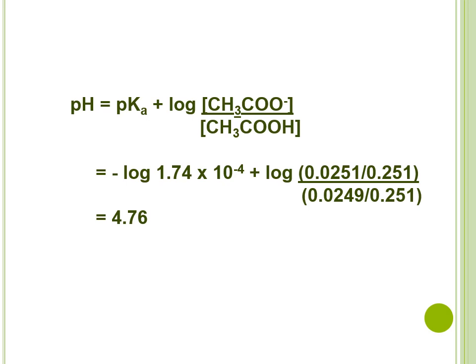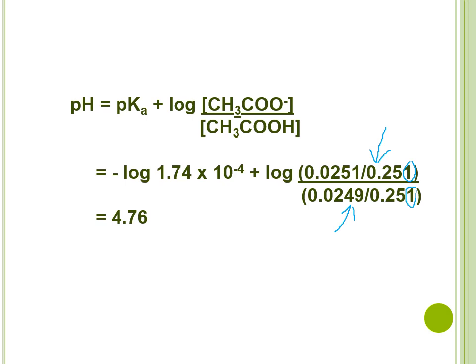The next step would be calculating the concentration of acetate ion and acetic acid. So 0.0251 divided by 0.251. 1 here is the 1 ml of sodium hydroxide. And then the acetic acid would be 0.0249 over 0.251. The same thing here. So the total volume is used.